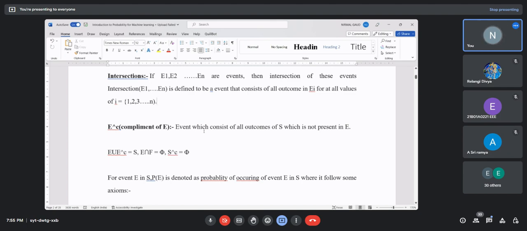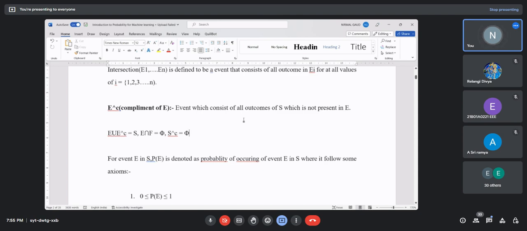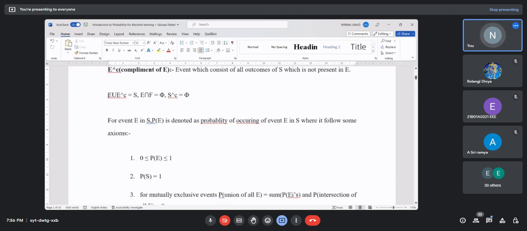Complement. What is the complement? The event which consists of all outcomes of S which are not present in E is said to be the complement of E. So E union complement of E is equal to S. S is the global thing, and if I take a subset from S, it will be E. The rest of all is the complement of E. For example, if S has head and tail, and I pick only head, then the complement of E is tail.